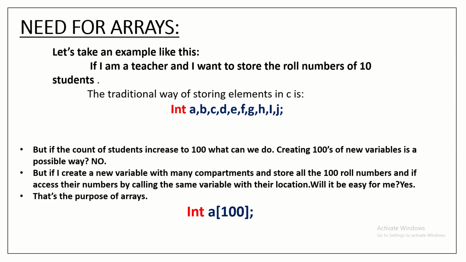Need for arrays. Here we can understand what the need for arrays in programming is with a small example. If I want to store the roll numbers of 10 students in a program, what will I do? I will create 10 different variables like A, B, C, D and up to J and will store all the register numbers in each variable. But if the count of the students rises up to 100, is it possible for me to create 100 different variables every time? No. So, in such a case, if I create a single variable and group all these 100 roll numbers into a single group and store this in a single variable, will it be so easy for me?